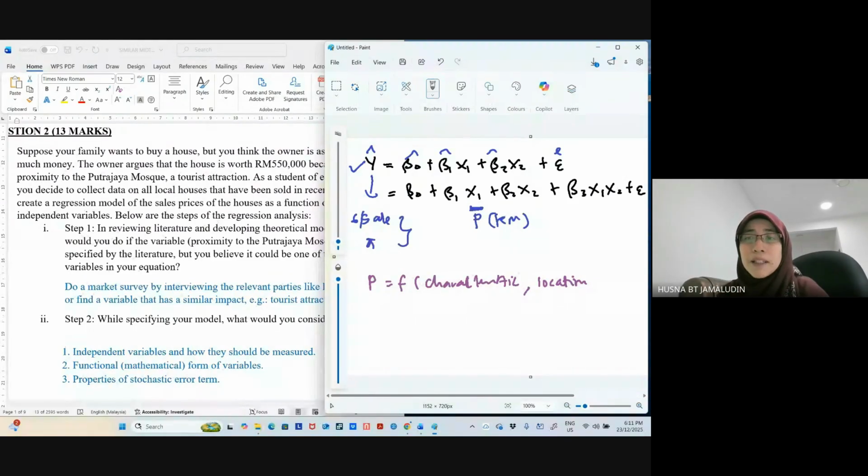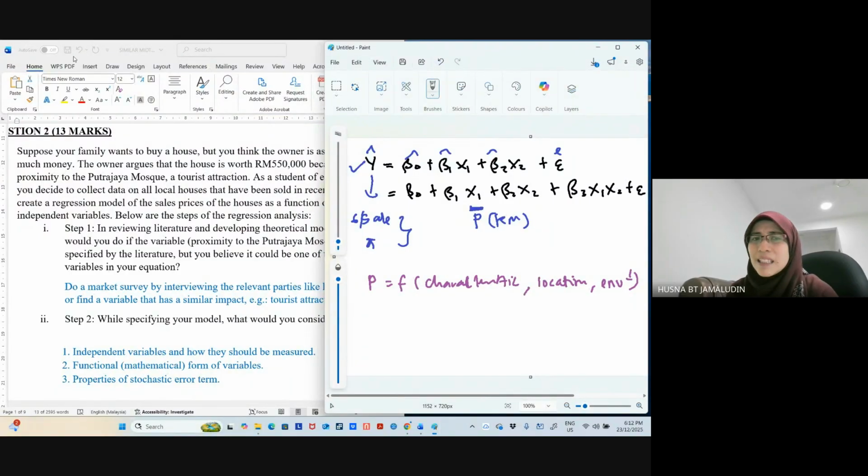So location can be facilities. For example, if the house is located near town or near city, what else? Close to the bank, because people want to go to the bank, right? If the house is located near a recreational area. And you also have environmental characteristics of the house. Well, this is what your friend says, like if the house is located near the beach, near something nice. So let me put here environmental characteristics.